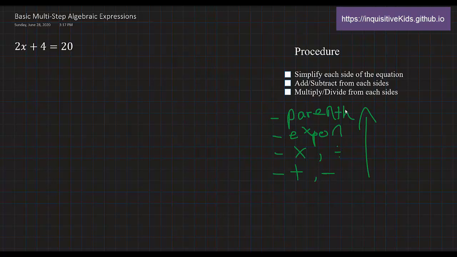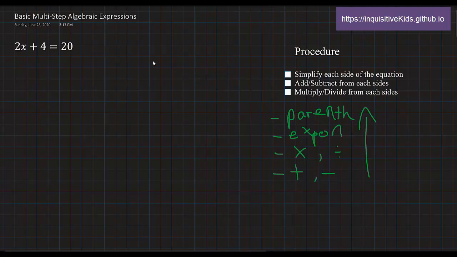The first question I want to ask is, are each side simplified? Are there still parentheses? Do we still have to combine like terms? No, there's just 2x plus 4 and then 20. Now what we can do is we're going to start simplifying it.